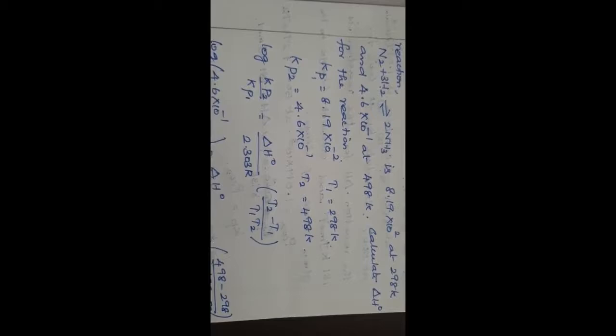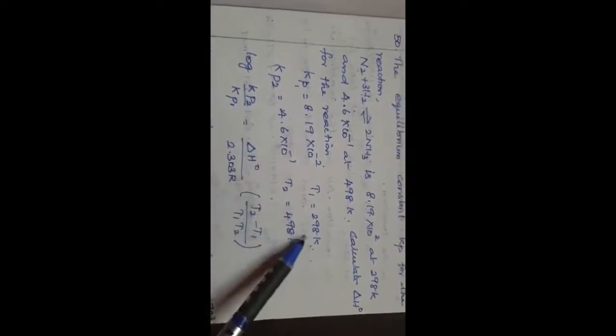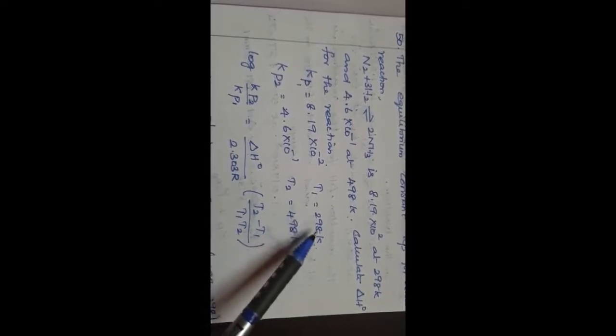Okay, so with the two Kp values and the two temperatures, delta H is related by the van't Hoff equation. So what is the van't Hoff equation? Already you know that, log of Kp. What is the last term you derived in the equation? Log of Kp2 divided by Kp1 is equal to delta H0 divided by 2.303 into T2 minus T1 divided by T1 T2. So here Kp1 is for 298 Kelvin. Temperature is 298 Kelvin.